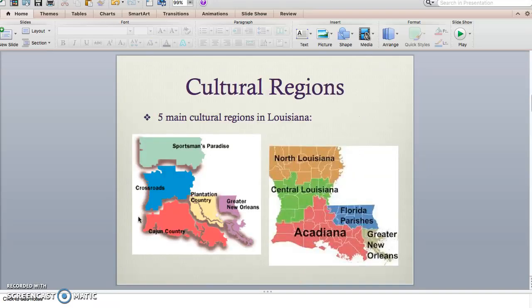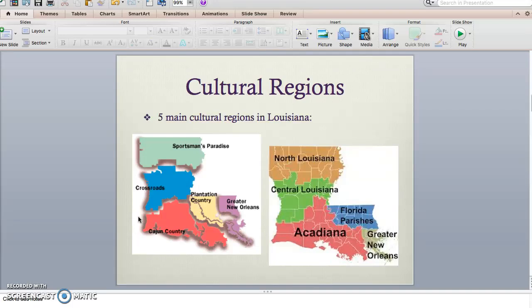All right, cultural regions. So let's talk about what a region is. A region is an area that's defined by similar features. This includes common climate, common landforms, maybe different economic opportunities. Well, it can also include cultures. So we're looking at cultural regions.